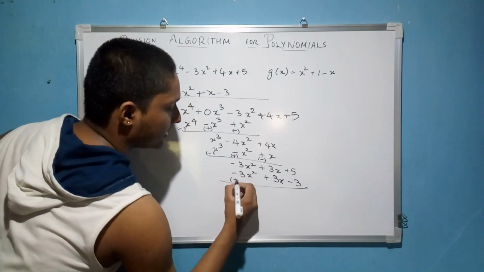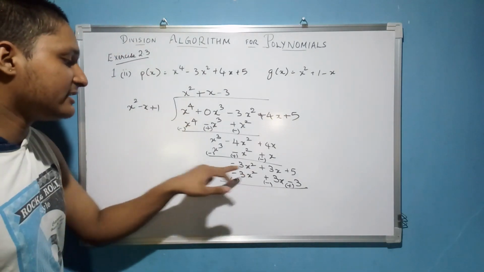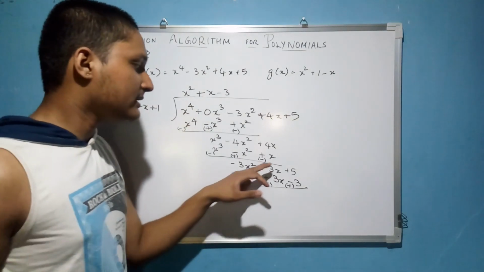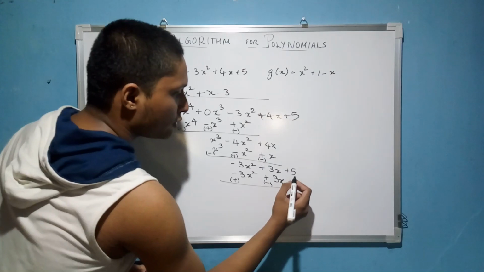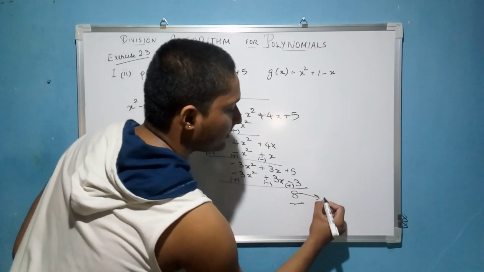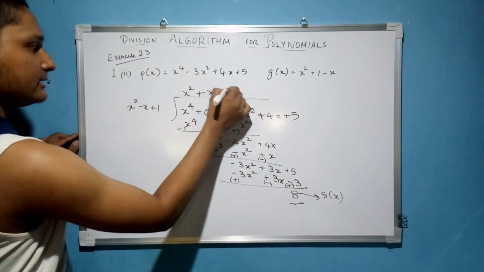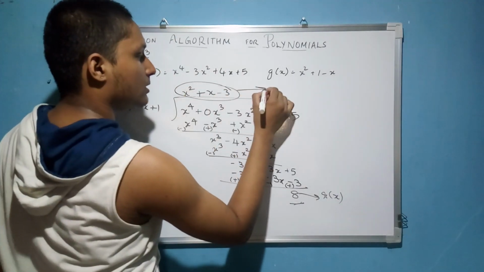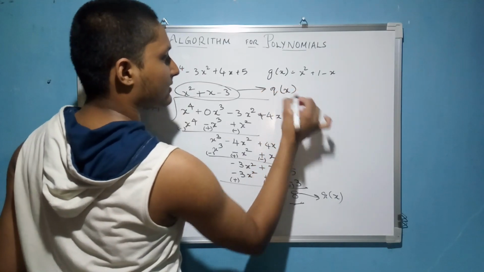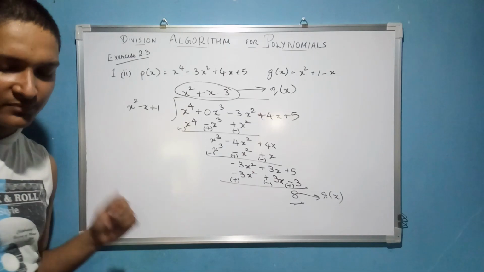I need to change the sign. This becomes plus, this becomes minus, this becomes plus. So minus 3x square plus 3x square comes to be 0. 3x minus 3x is 0. You have 5 plus 3, that is 8. 8 is the remainder, or I can say it is r of x. And this term that comes here as the quotient is q of x, such that it follows the division algorithm for polynomials. Okay.